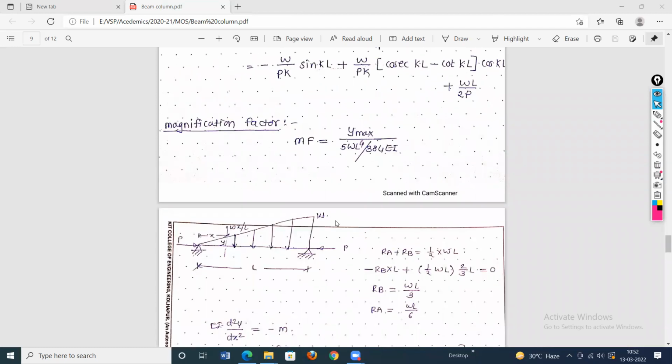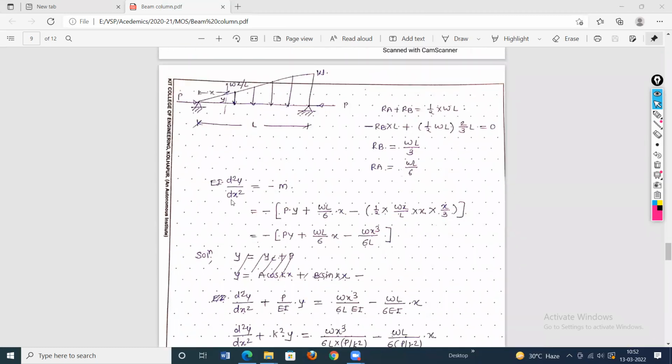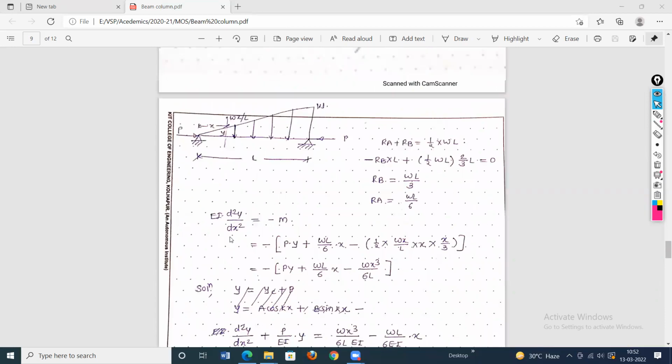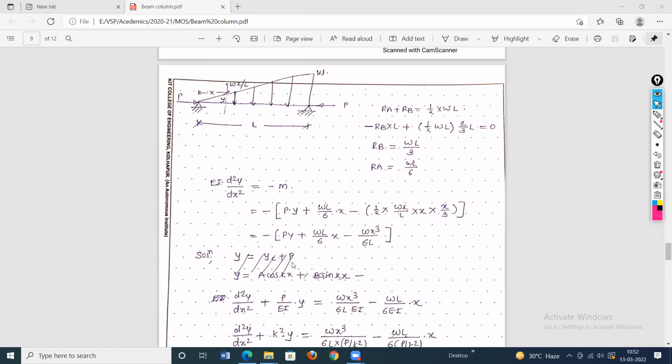This is the next case, and this is the last case. Here the beam column is subjected to uniformly varying load. How do we find the maximum slope and deflection? The procedure is the same, so I will explain in short.